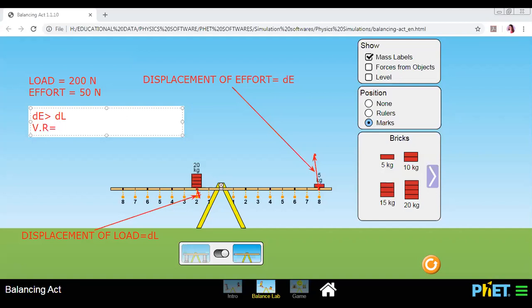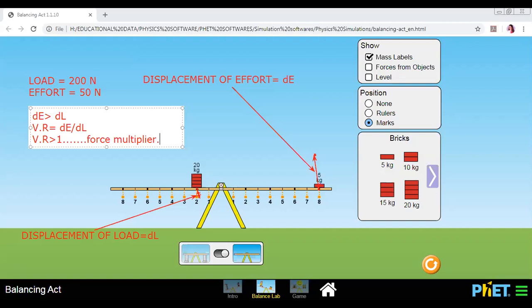If I find out the velocity ratio, I will figure out that velocity ratio is nothing but the displacement of effort to the displacement of load. Since my displacement of effort is bigger and the displacement of load is smaller, this answer will definitely be more than 1. If my velocity ratio is more than 1, we can easily conclude that this machine is a force multiplier.